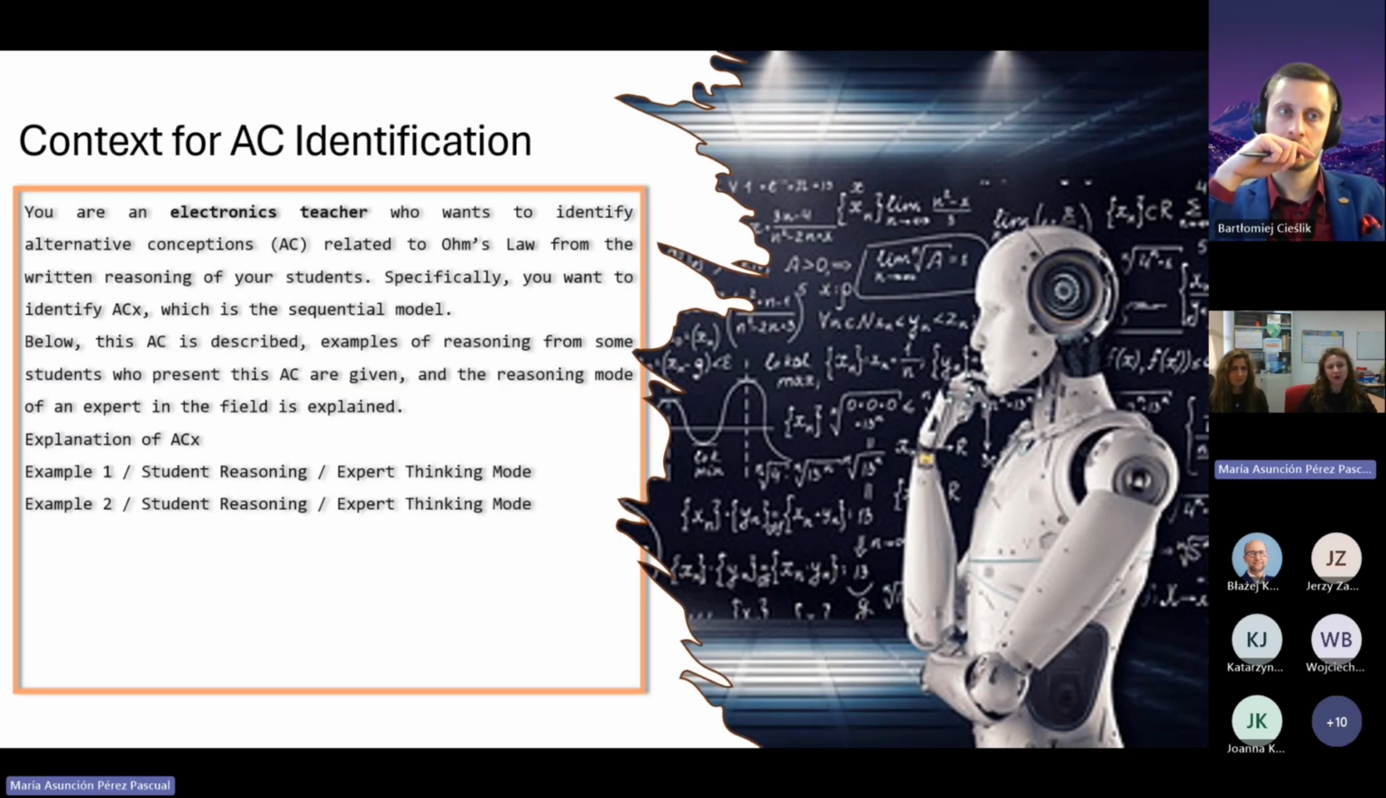For instance, here you have a context for alternative conceptions identification. We tell the artificial intelligence, you are an electronics teacher who wants to identify alternative conceptions related to Ohm's law from the written reasonings of your students. Specifically, you want to identify this alternative conception, which is the sequential model. Below, this alternative conception is described, so we have to describe exactly what this alternative conception is. We have to give examples of reasoning from some students who present this alternative conception, and we have to define the way of reasoning of an expert. And then we have a lot of examples of student reasoning and expert thinking. This is the content that we use for alternative conceptions identification.